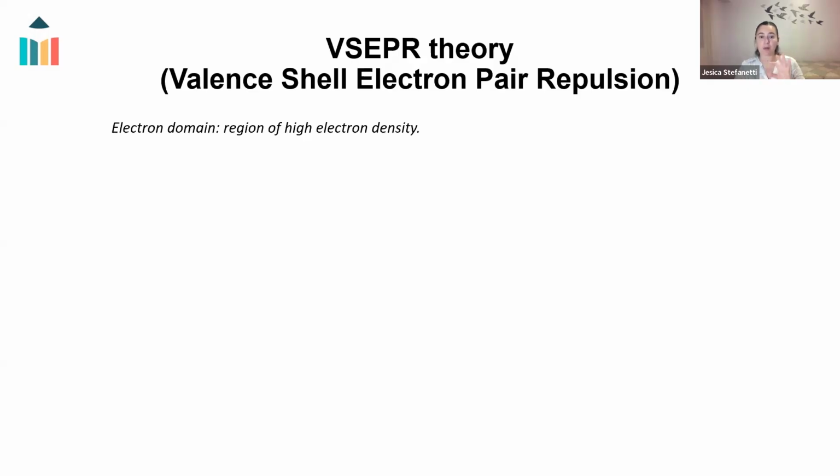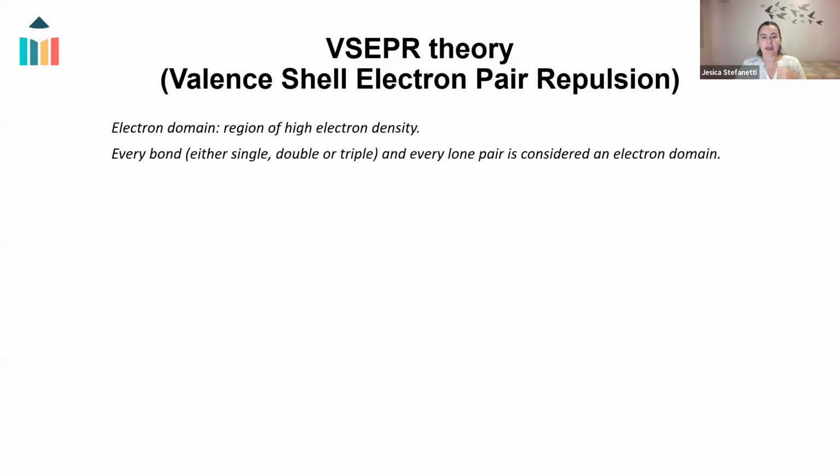An electron domain will be just a region of the space with a high electron density. And so we will consider the number of electron domains from now on to deduce the geometry. Every bond, either if it's single, double, or triple, and every lone pair around the central atom will be considered an electron domain. And so we will consider the electron domains to figure out the shape, as I told you before.